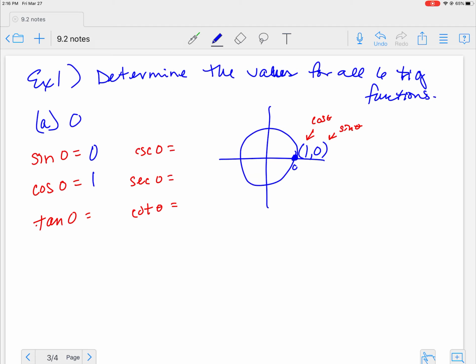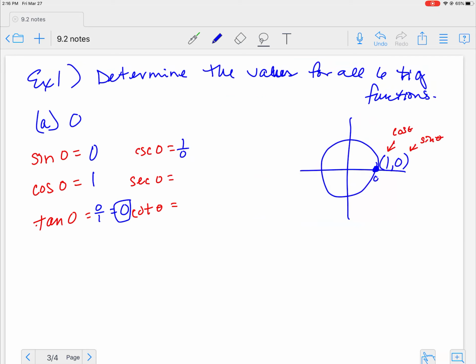Nailed it. Cosine of 0 is 1. All right. Tangent. Now, tangent is sine over cosine. So tangent is 0 over 1. Well, 0 divided by a number is legit. That's going to be 0. Cosecant. Cosecant is going to be 1 over 0. Can I have 1 over 0? I'm going to scoot this little feller over. No, this is undefined.